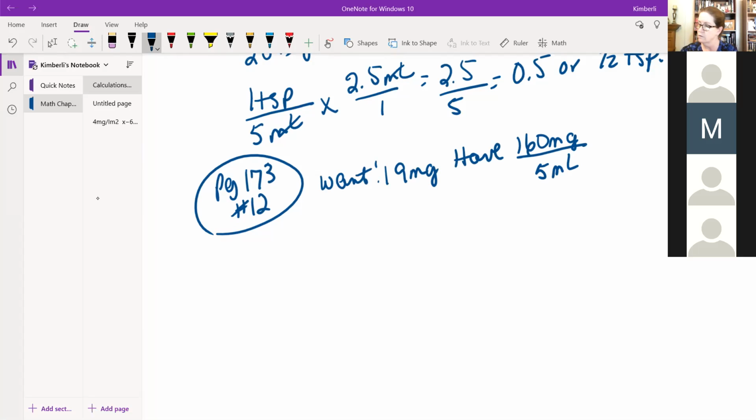Okay, so 5 mLs gives us 160 milligrams, and we want 19 milligrams. Milligrams cancel. 5 times 19.